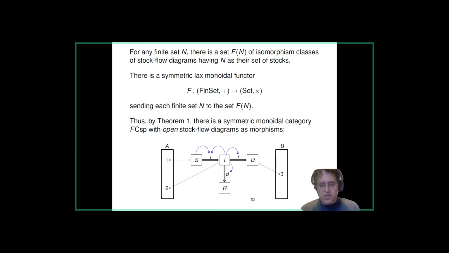So here's a picture of that. Here we have an open stock flow diagram. We have a stock flow diagram here, but we also have a finite set A and a finite set B, both mapping into the set of stocks of our stock flow diagram. The point of these sets A and B is that they allow us to glue together open stock flow diagrams to form larger ones, just like in my example, I glued together some open graphs to form a larger one. So this allows us to build up big, complicated stock flow diagrams by gluing together pieces.